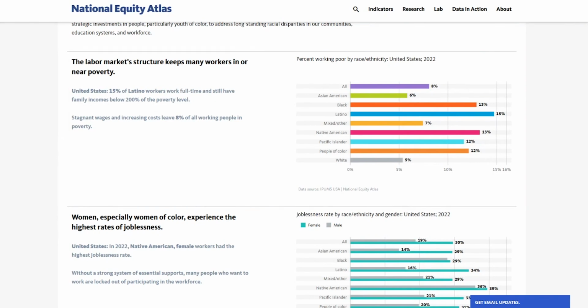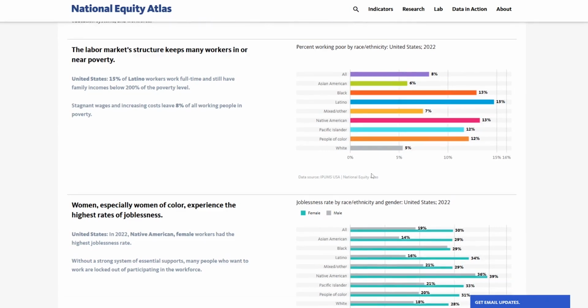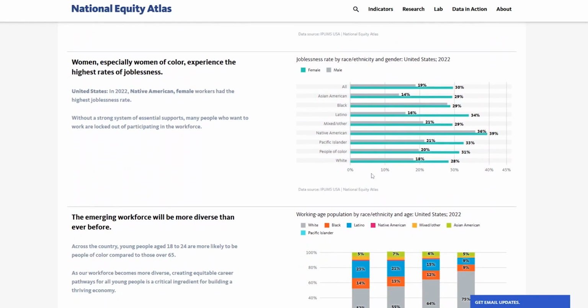Here we see that in the United States, workers who are people of color are more likely to be working full-time, yet still have incomes below 200% of the federal poverty level compared to white workers. An equitable labor market would ensure that all workers have access to jobs that are paying a good living wage. Next, we see that women across all racial ethnic groups experience higher rates of joblessness compared to men, speaking to the barriers that women face which prevent them from fully participating in the workforce.